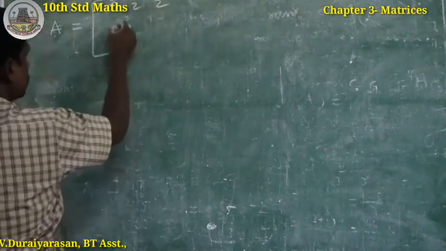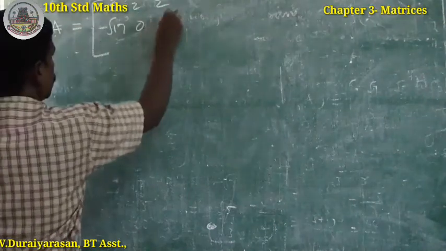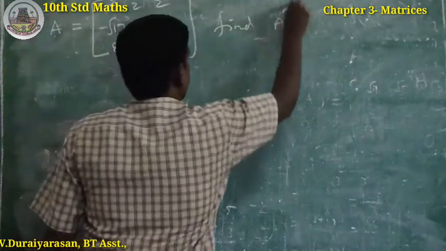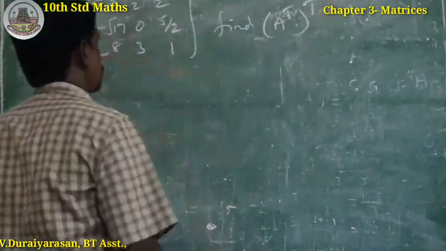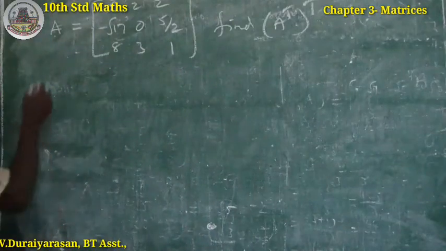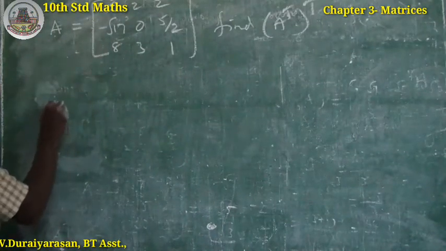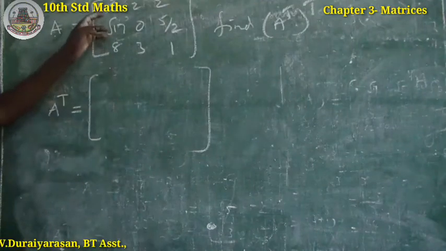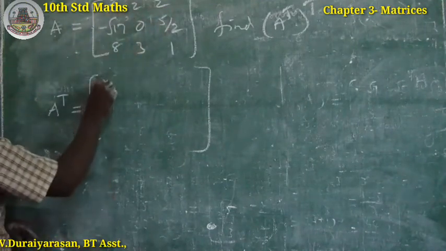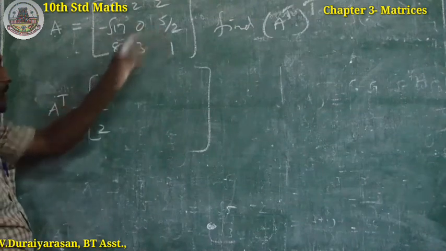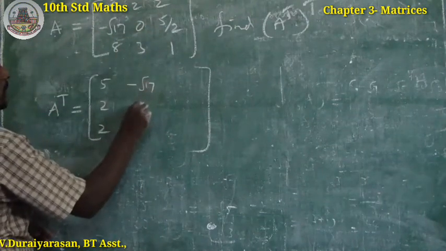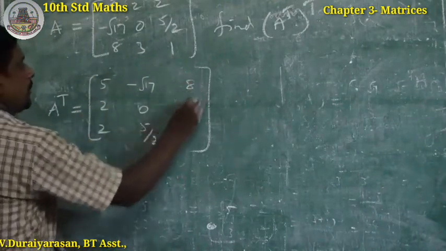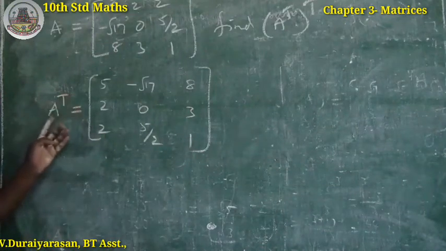Next, A equal to 5, 2, 2 minus root 17, 0, 5 by 2, 8, 3, 1. Find A transpose, whole transpose. What is given? A matrix A is given. First to find A transpose. How to find the transpose of A? The first row is converted to first column, 5, 2, 2. Second row is converted to second column, minus root 17, 0, 5 by 2. The third row is converted to third column, 8, 3, 1. What is this? Transpose of A.